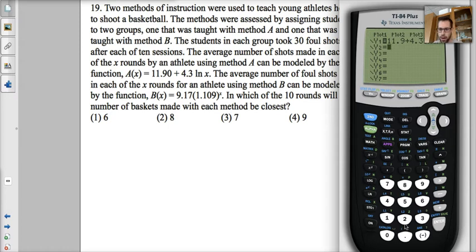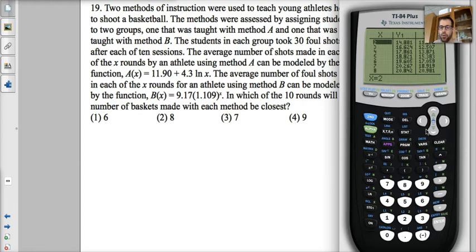Method B is 9.17 times 1.109 to the x. And now I'm going to compare. So this is what we've got. These comparisons don't seem fun. I really don't want to do subtraction. I'm going to have to subtract, aren't I?